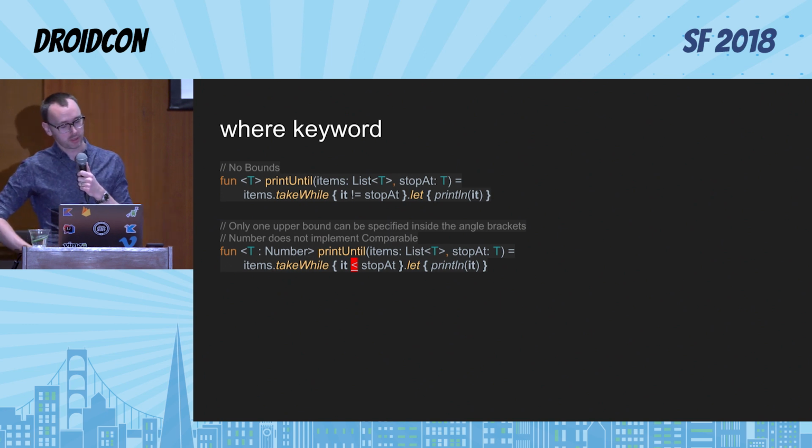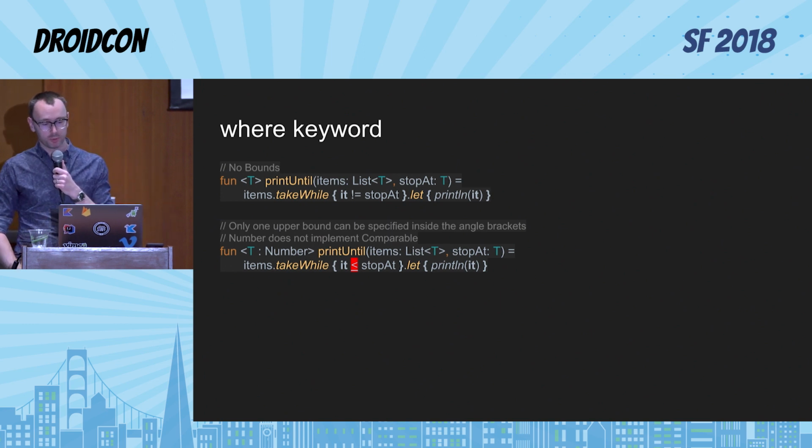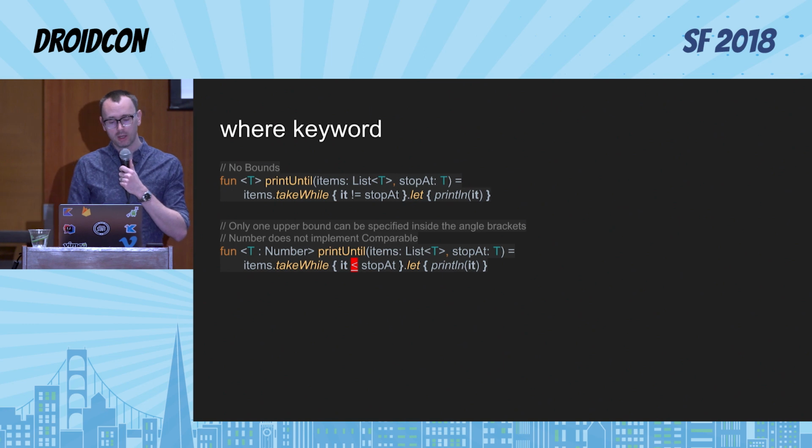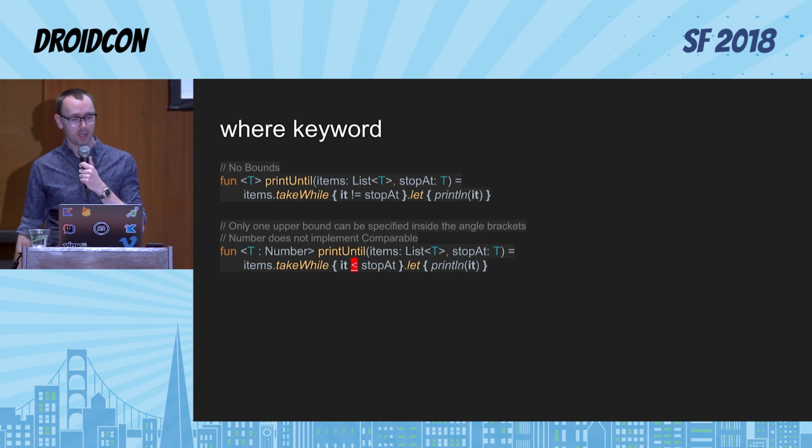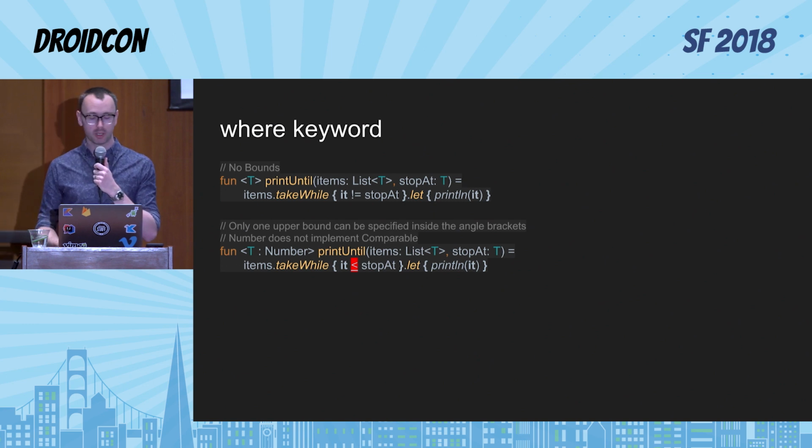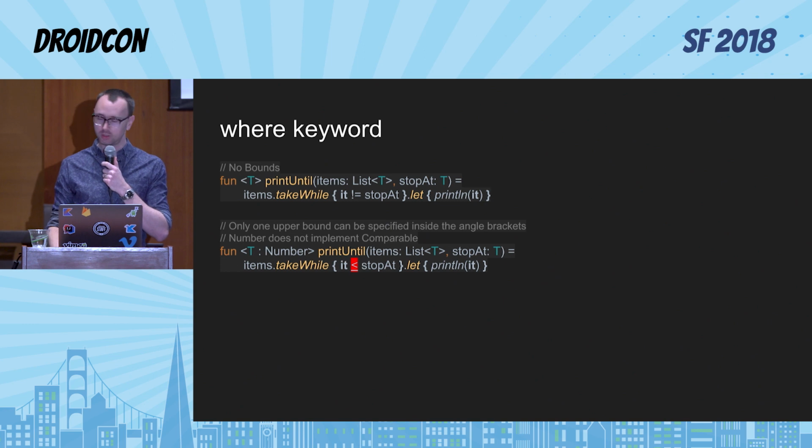The reason is that Number doesn't implement Comparable. So in this case, you want something that's a Number, and it has to be Comparable. Things like Int and Long, capital Integer and Long, do implement Comparable, but their parent type Number does not. So to fix this, you use the where keyword.